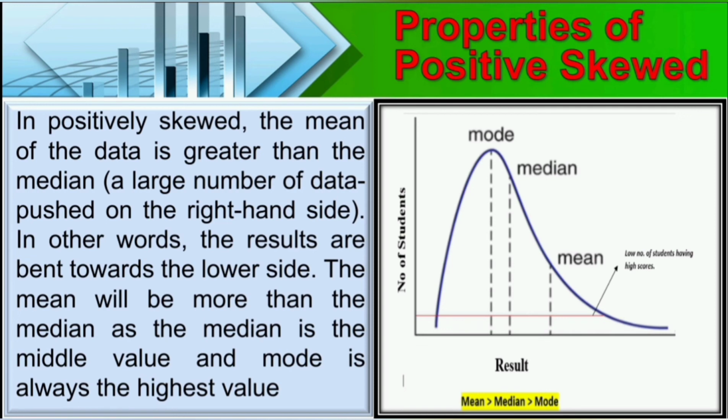In positively skewed data, the mean of the data is greater than the median. A large number of data is pushed on the right-hand side. In other words, the results are bent towards the lower side.